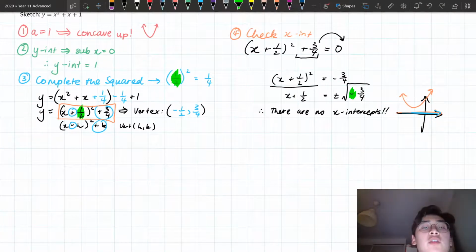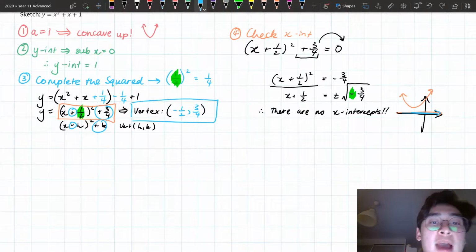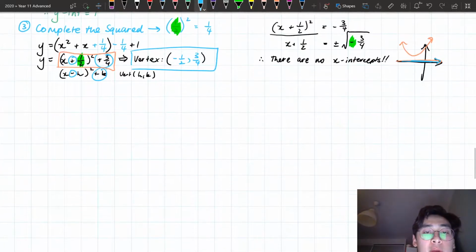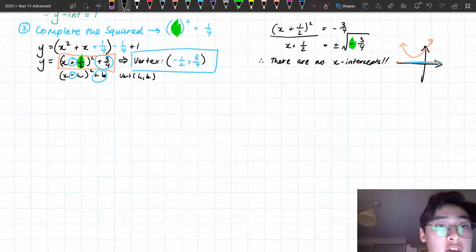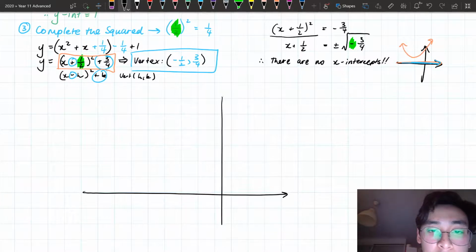Now, the most important part that I'm going to look for when I'm doing this step, or where to position my axis, is looking at the vertex. So here I notice that the vertex is negative 1/2, 3/4. Because I know it's negative half, I'm going to shift my Cartesian plane a little bit to the right. So I'm going to shift the y-axis a little bit to the right.